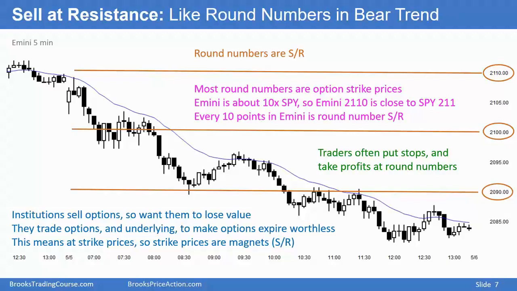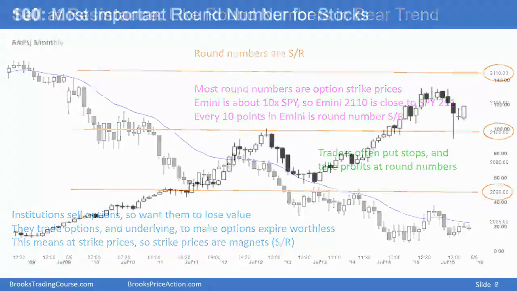When you're trading, a lot of times you have to make quick decisions and you're not sure where to place stops, where to take profits. And a quick, easy way to do it is just grab a round number. And because a lot of traders do that, round numbers are important and therefore they are magnets and therefore support and resistance.